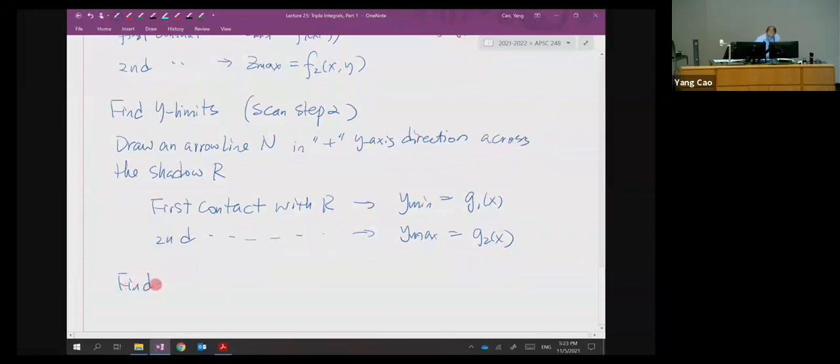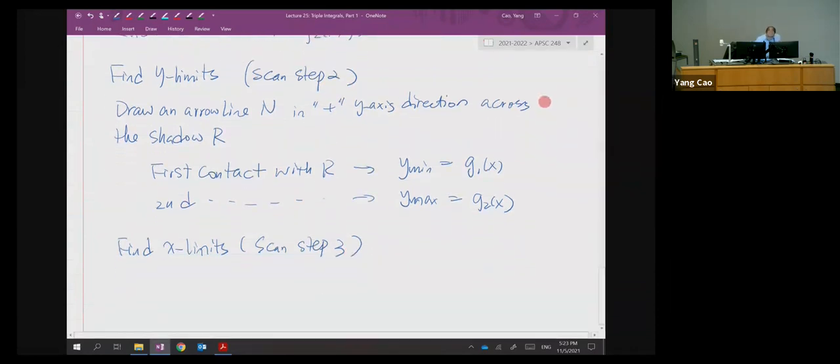The final step of the scan is to find the X limits. This step is also supposed to finish the scanning task of the region D. For this last step, you move the arrow line N, based on scan step number 2, in the X-axis direction.